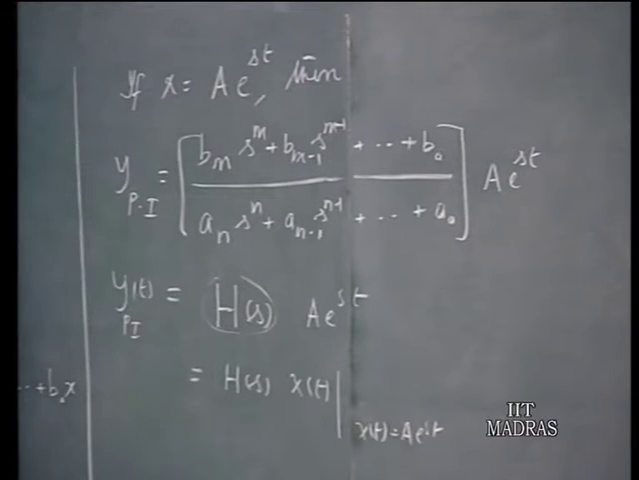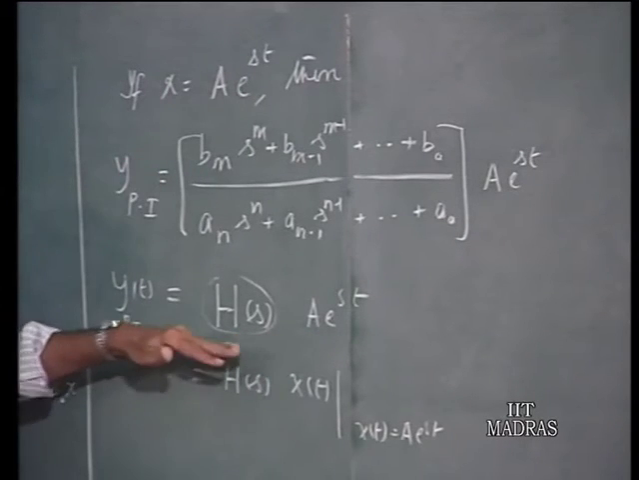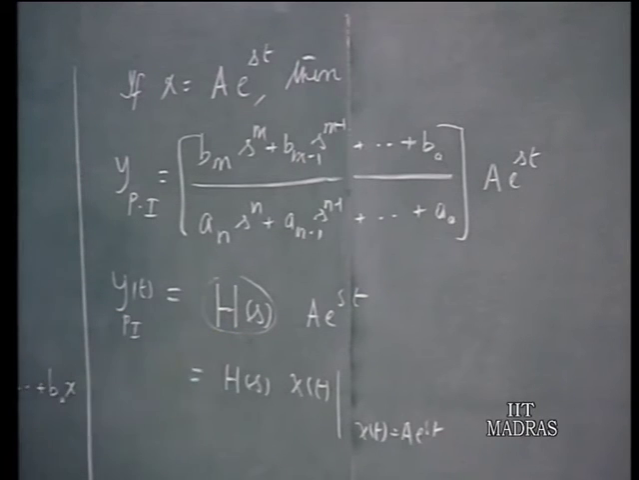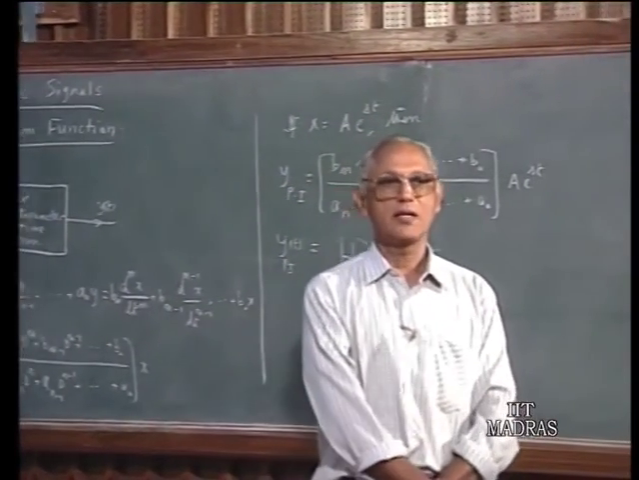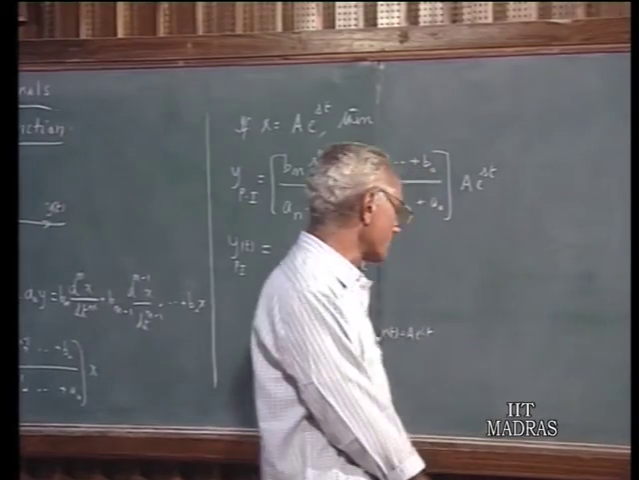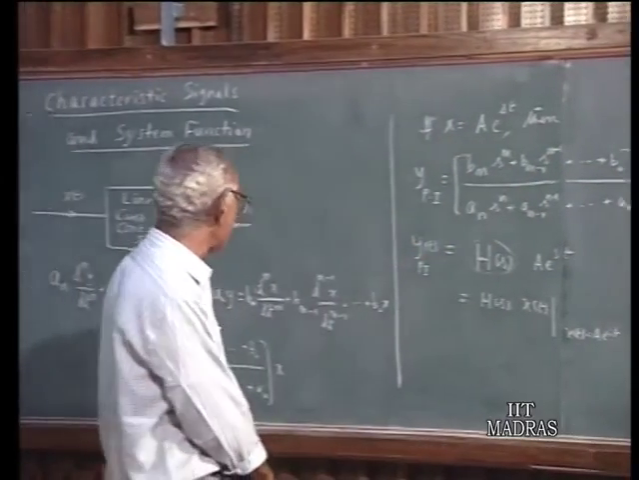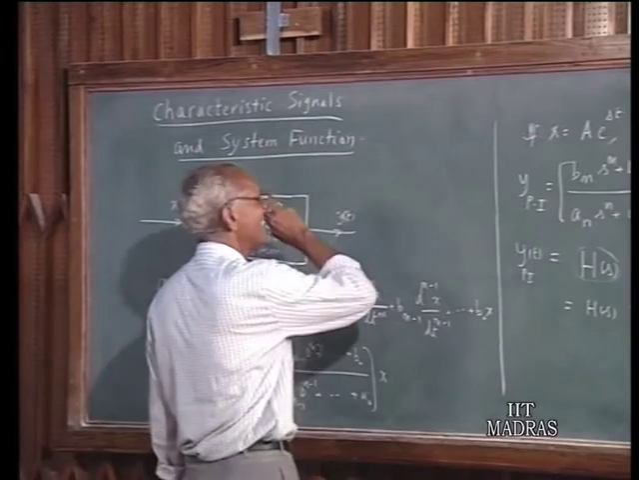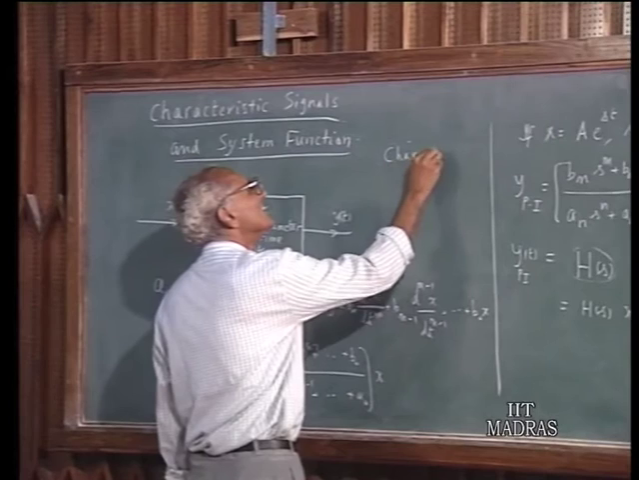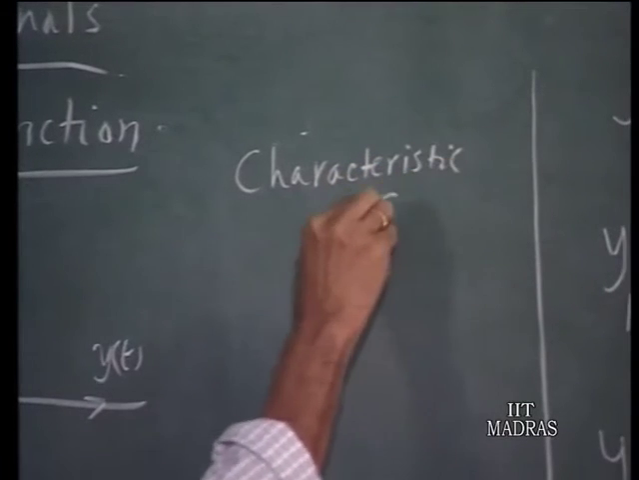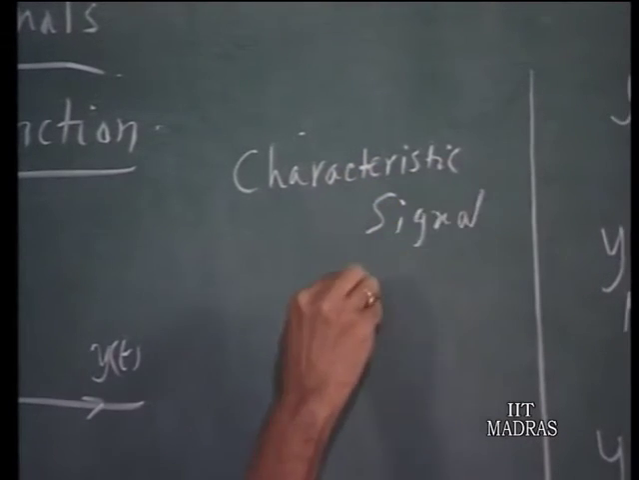So, the input time function and the output time function, as far as the particular integral solution is concerned, are exactly the same, except that it is scaled down or scaled up by a factor H of s. Where the input excitation function and the output function have the same form of time function, it is said to be a characteristic signal of a system. The characteristic signals are sometimes called eigen functions, characteristic functions, or eigen signals.